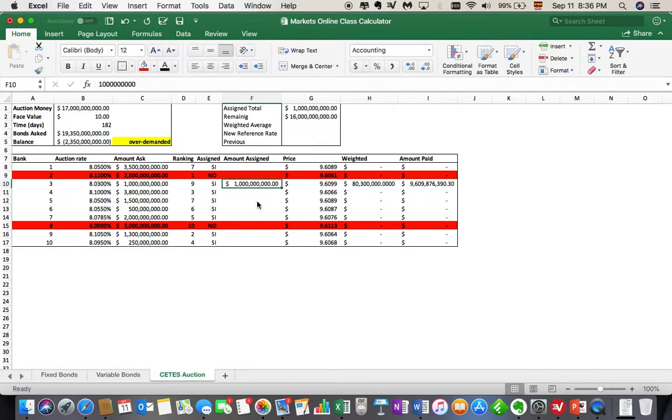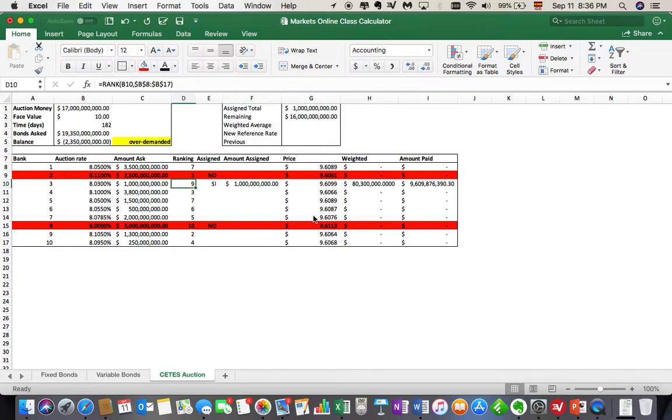Okay, now here I'm just adding all the amount assigned, and in here in remaining I'm calculating how much money I do have in the auction, or Banxico still has remaining. All right, now what is the second? Let me erase this so you don't get confused. So we know these two banks weren't assigned. This one got 1,000 million.